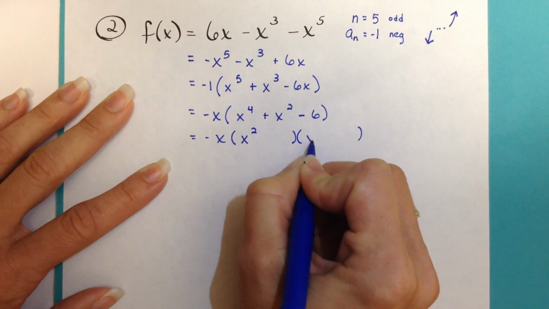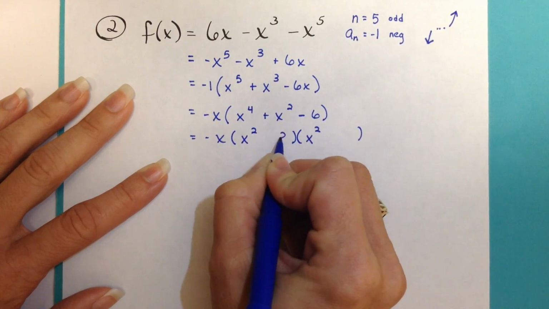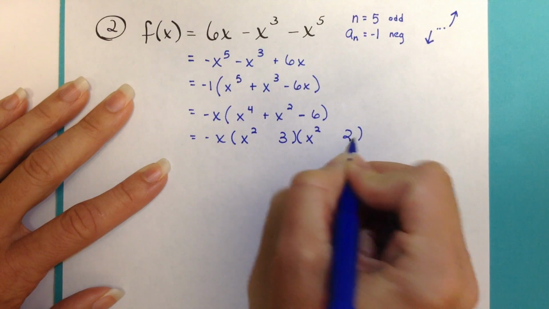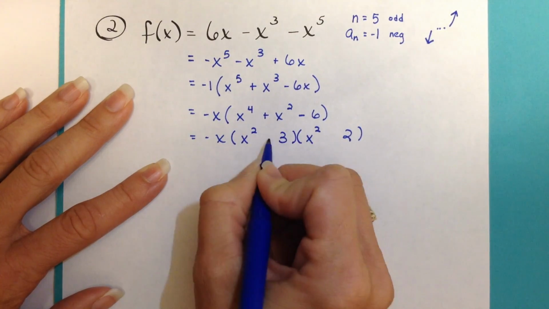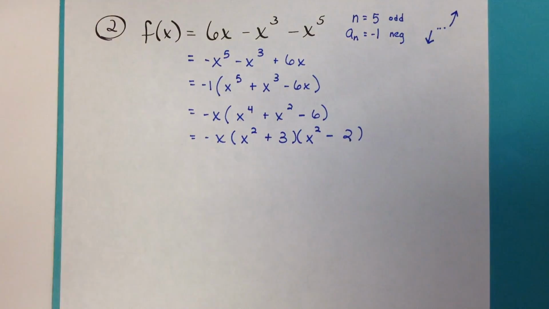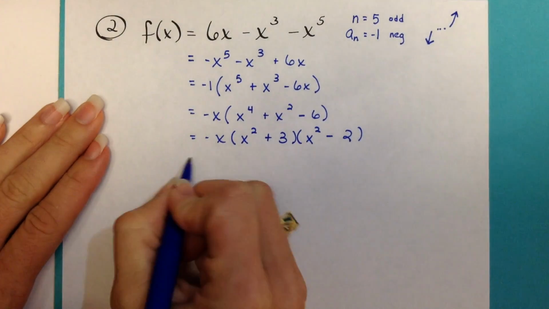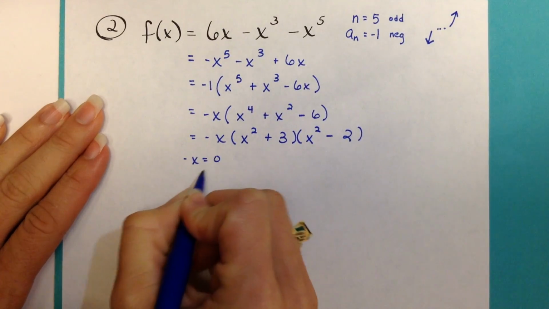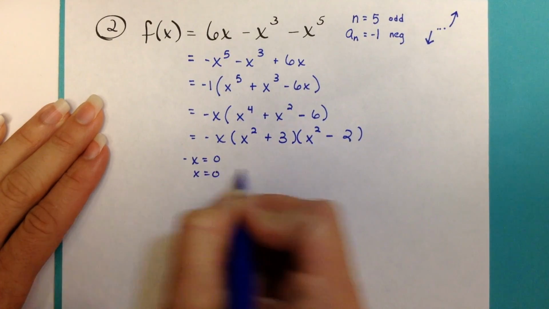x squared times x squared, and we'll have a 3 and a 2. Now I need a +1 in the middle, so plus sign here, minus sign here. Now, neither one of those will factor any further. So you've got -x equals 0, so of course that's just x equals 0.